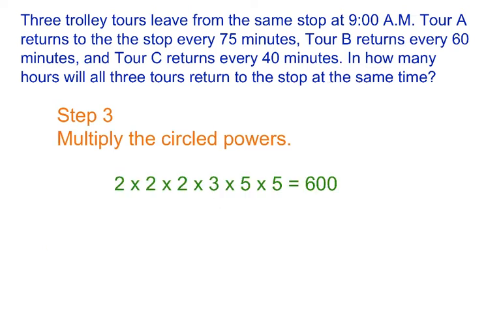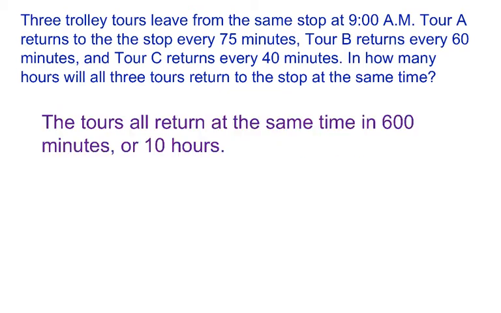So my solution, I multiplied the circled powers, and I know that the tours all return at the same time in 600 minutes. And another word for 600 minutes is 10 hours, because there's 60 minutes in 1 hour. So I divide that by 60 and I get 10 hours, which it didn't ask you that, but most people aren't going to tell you, oh, they're all going to return in 600 minutes. They'll tell you 10 hours. So I put it in both terms for you. Make sure you have this carefully copied down in your notes, and make sure that you are reviewing any information that you need.